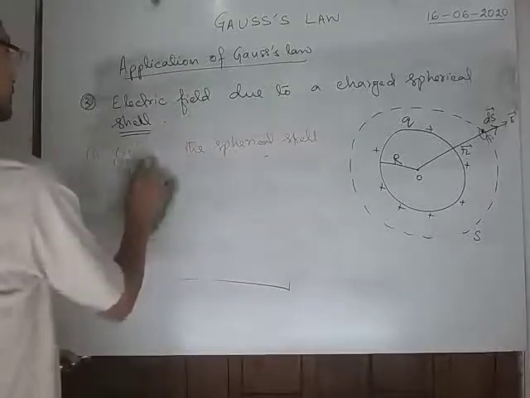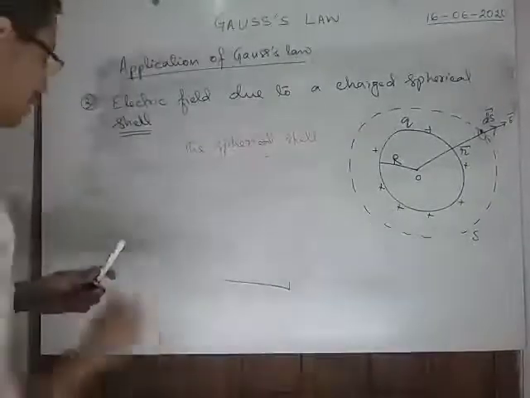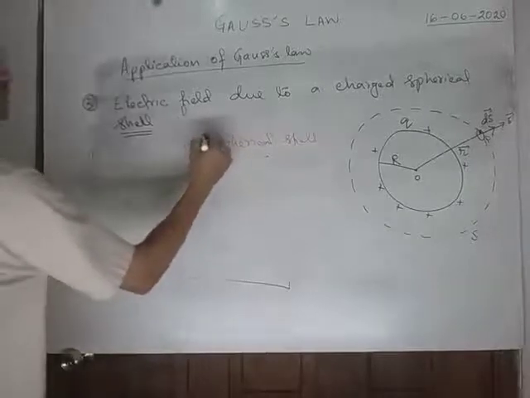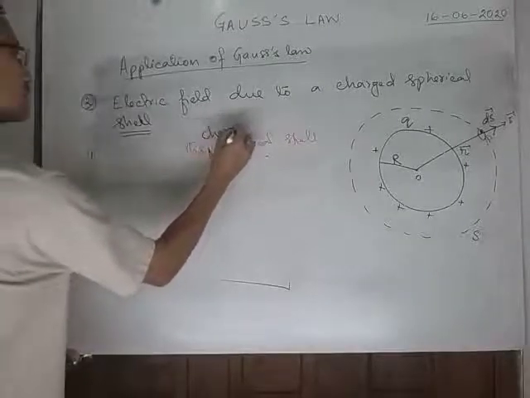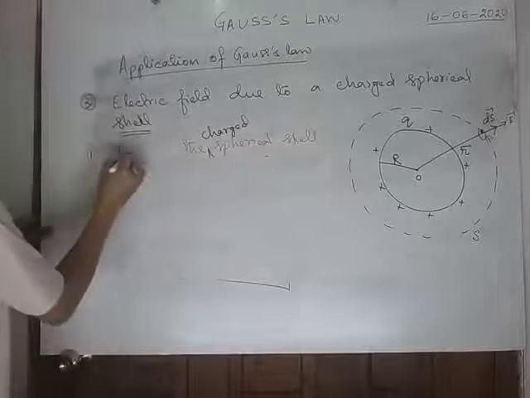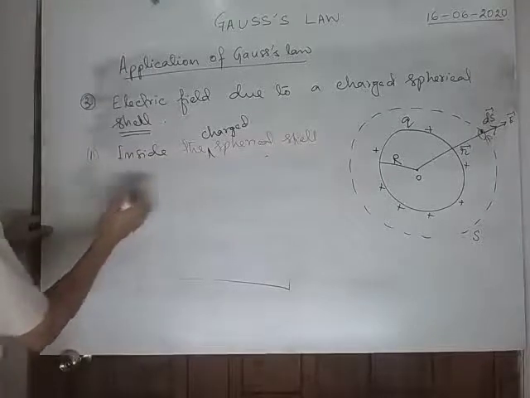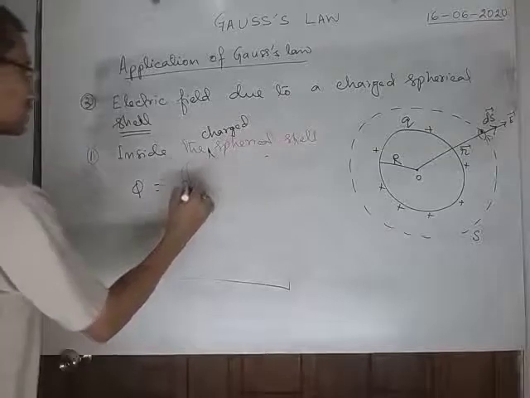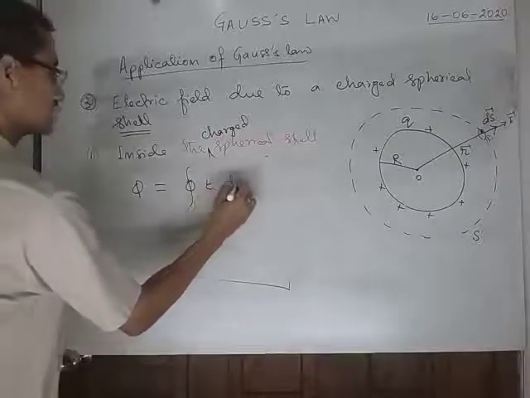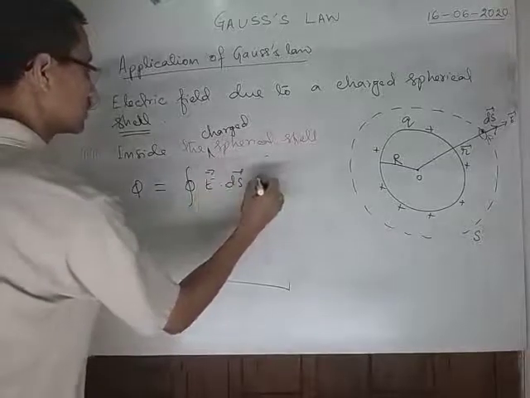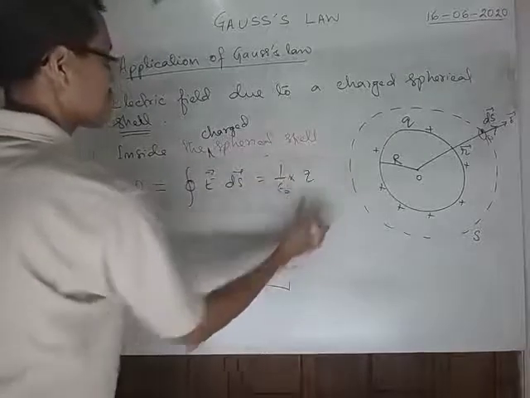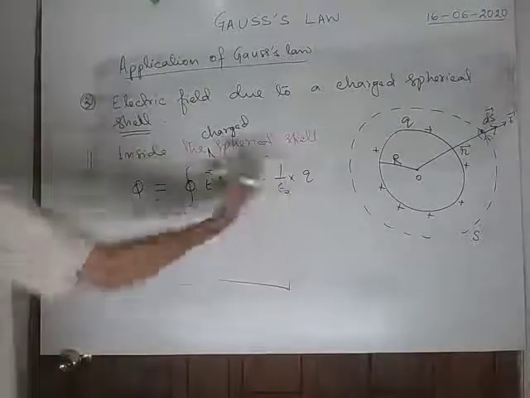Now number 2, inside. Number 2 is what? Inside the charged spherical shell. In that case, what happens? Your phi, which is the surface integral of E dot ds, will be equal to 1 by epsilon naught times the charge enclosed. This is Gauss law.